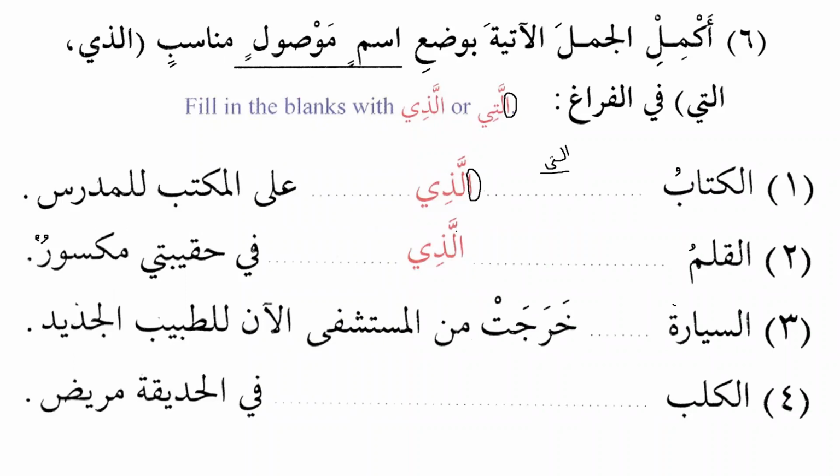As-sayyaratu, and for sayyara, what should we use? We have to use allati, right? As-sayyaratu allati kharajat min al-mustashfa al-ana lil-tabibi al-jadidi. The car that went out of the hospital right now belongs to the new doctor. Al-kalbu, the dog, and we will say al-kalbu alladhi fi al-hadiqati maridun. The dog that is in the garden is sick.